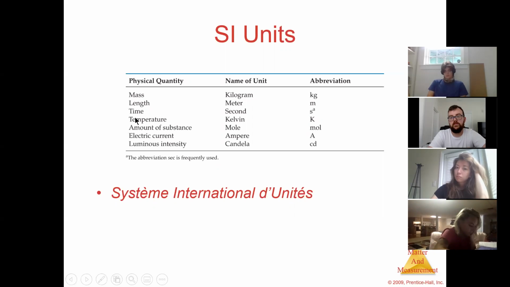The amount of a substance is based off of a mole. Again, a mole is something we'll expand on a little later in the semester. We're not going to do anything with electric current and luminosity for now, so we'll leave those.